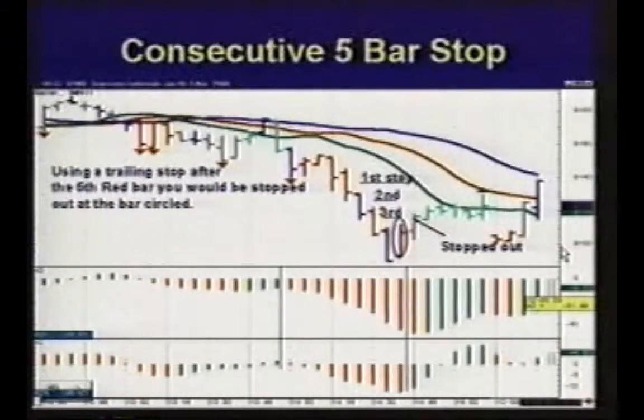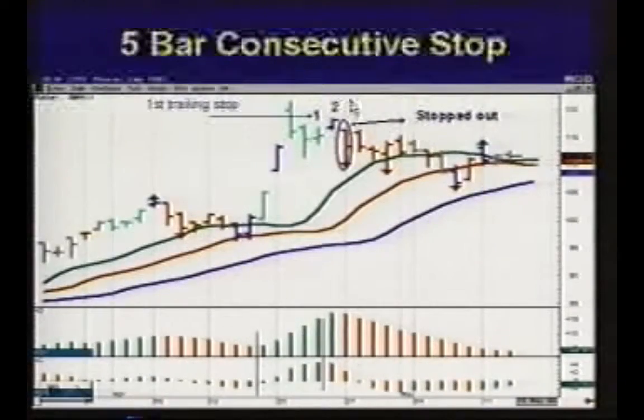So let's go take a look at some more of the 5-bar consecutive stops. In this case, you'll see we're in. We start counting. I've marked a little line here on the bottom so you can see if you're having a hard time following it. 1, 2, 3, 4, 5. You have 5 consecutive green bars. Number 1 is marked. It's our first trailing stop. Then we place a trailing stop at number 2, and you're stopped out here at the bar circled. And again, notice what happens.